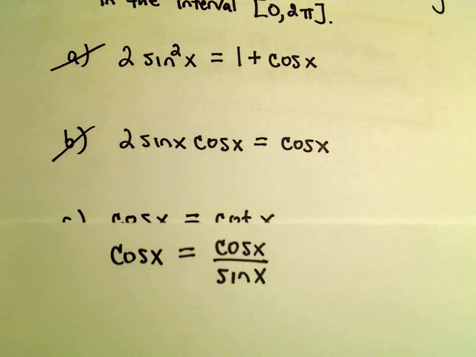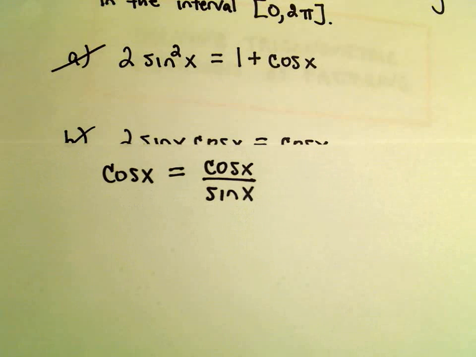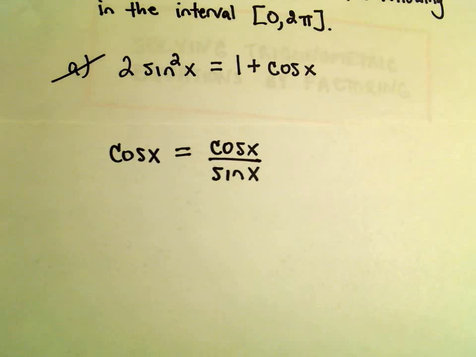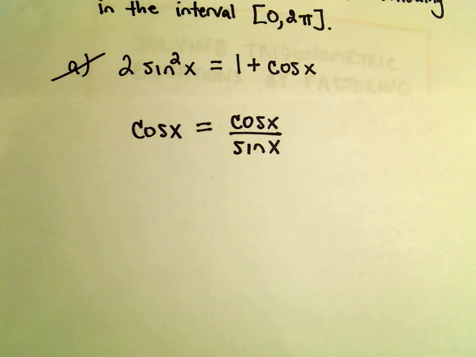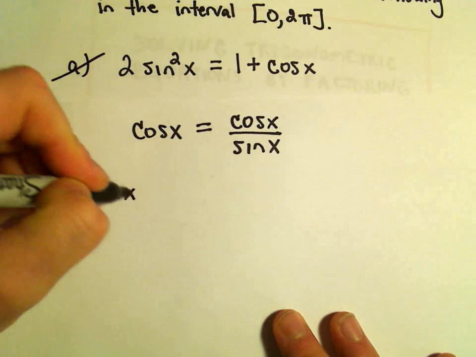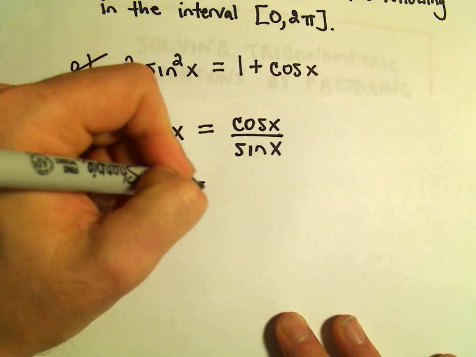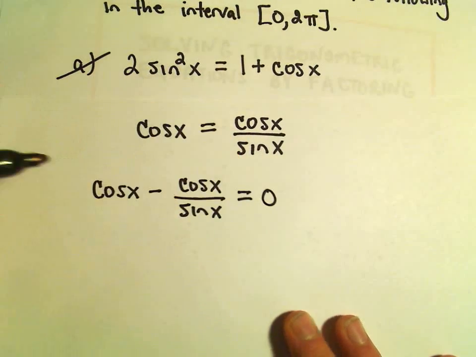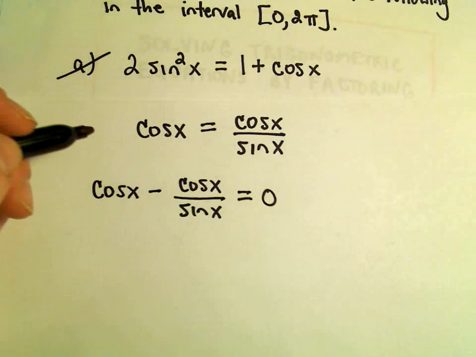And again, it might be tempting to divide both sides by cosine of x to get rid of that. But again, that would be a mistake, as we pointed out in the last video. You don't want to do that. You'll lose some solutions. So what I'm going to do is simply subtract the cosine x over sine x from both sides, and that'll leave me with 0 on the right.